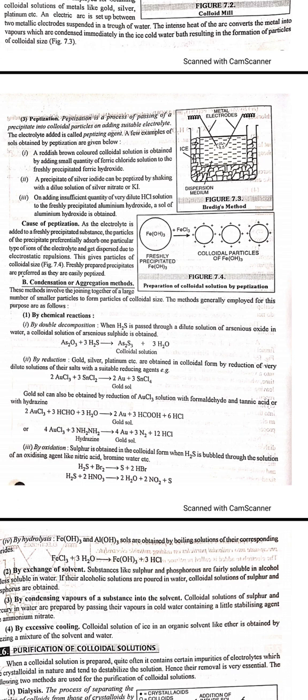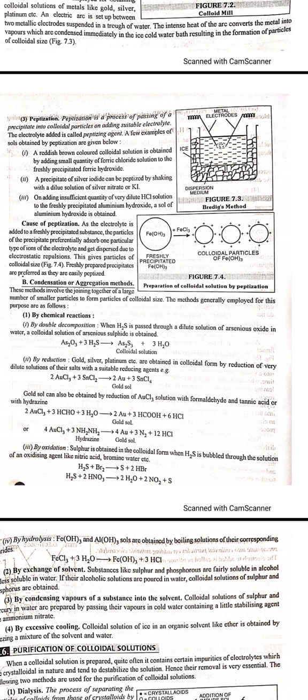Then second is by reduction. Gold, silver, platinum, etc. are obtained in colloidal form by reduction of very dilute solutions of their salts with suitable reducing agents. Gold sol can also be obtained by reduction of AuCl3 solution with formaldehyde and tannic acid or with hydrazine. Third one is by oxidation. Sulfur is obtained in the colloidal form when H2S is bubbled through the solution of an oxidizing agent like nitric acid, bromine water, etc.